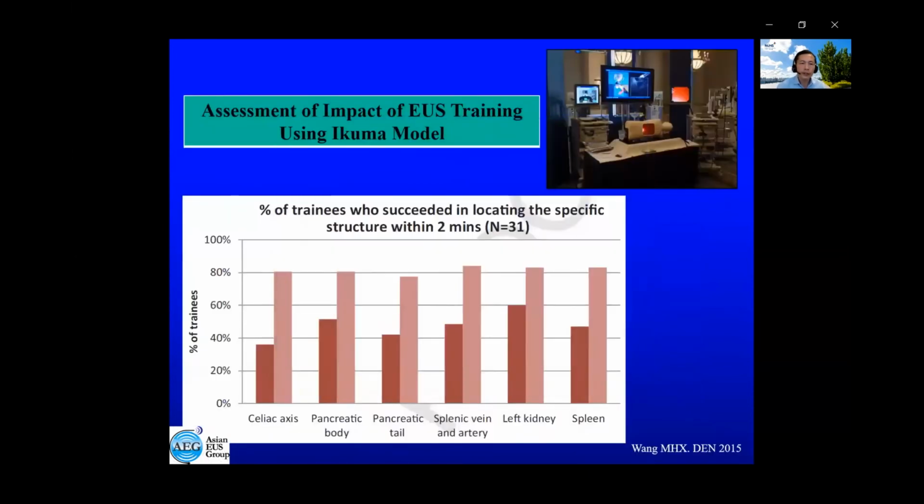So objectively, we tried to assess this particular issue using the Ikuma model. How we define competency is based upon the success of the trainees in locating specific structures within 2 minutes. So we did show that the trainees actually improved from something like 20 to 40% of their success in locating all these different structures to something like 80% after the training program.